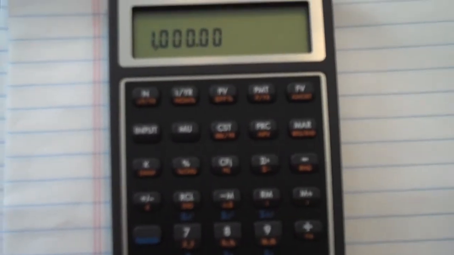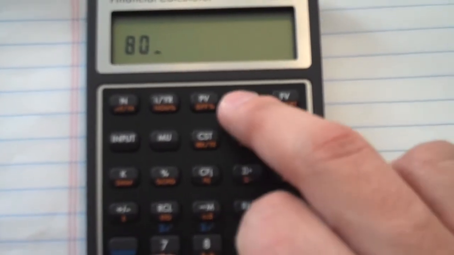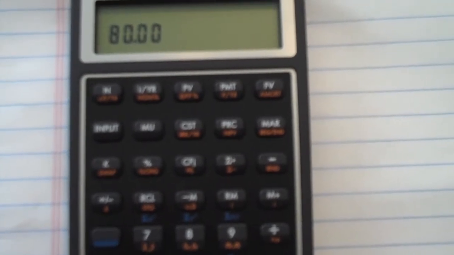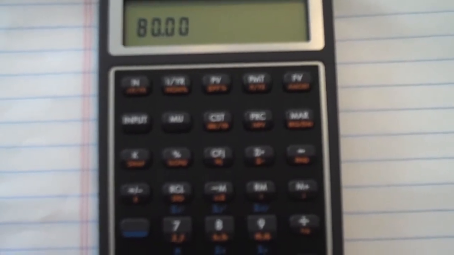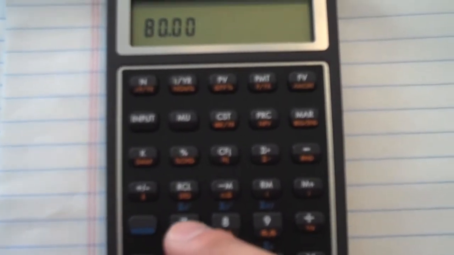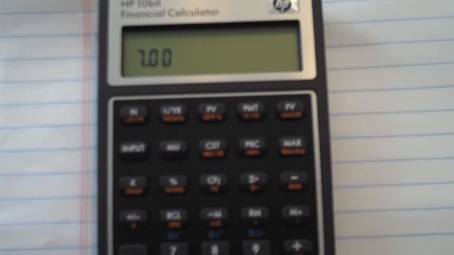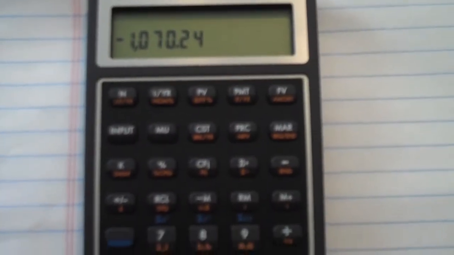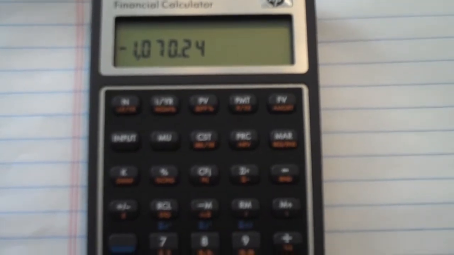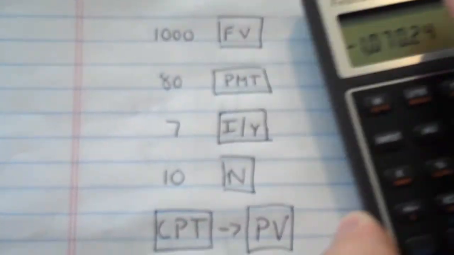And so $1,000 is the future value. That's the par value. That's what we're getting in the future. Our payment is $80 because it's 8%. So 80 payment. Present value is what we're solving for, so we skip that for now. Our required rate of return is 7%, so 7I over a year. And it's 10 years, so 10N. And now we solve for the present value. And it gives us 1,070.24. And that is the answer.